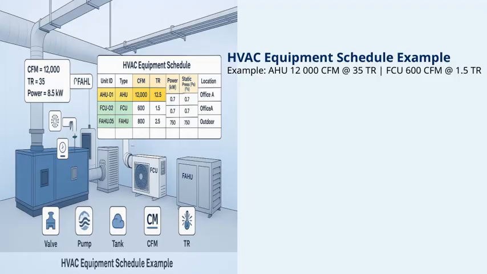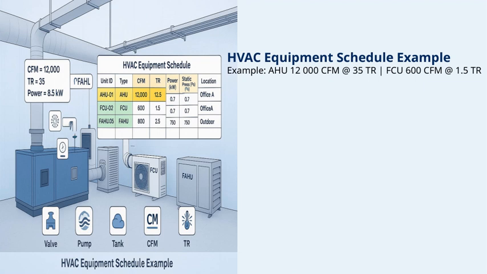Let's take a closer look at this HVAC equipment schedule example. As you can see, it provides a clear way to specify the different pieces of equipment used in a system. For instance, the example lists an AHU, or air handling unit, with a capacity of 12,000 CFM, which stands for cubic feet per minute, at 35 tons of refrigeration. This tells us how much air it can handle and its cooling capacity. Similarly, the FCU, or fan coil unit, is shown with a capacity of 600 CFM and 1.5 tons of refrigeration.